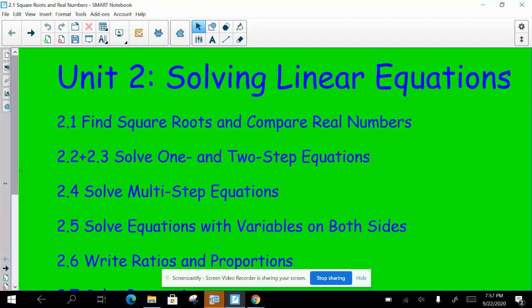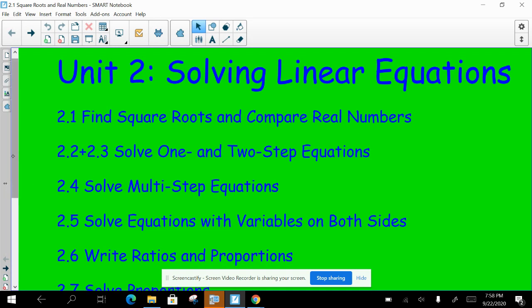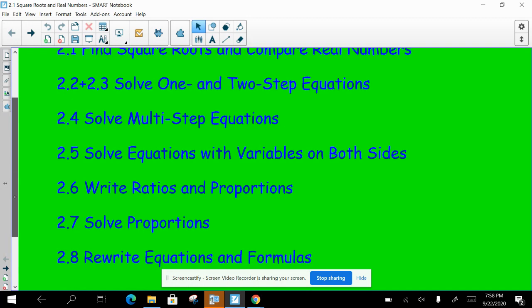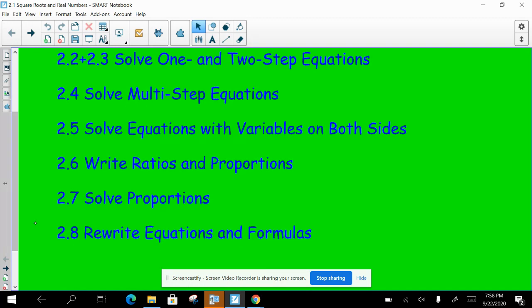So just a preview of the lessons that we're going to be covering in this unit. First, we're going to start off by finding square roots and comparing real numbers. And then we're going to solve one and two-step equations. Then we're going to solve multi-step equations. And then we're going to solve equations where the variables are on both sides of the equation. Then we're going to work with ratios and proportions, solving with ratios and proportions. And then we're going to work further with solving proportions.